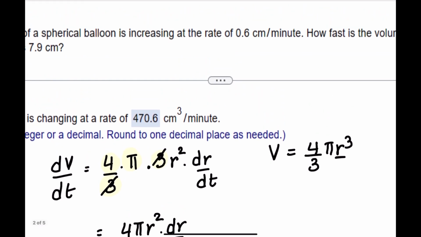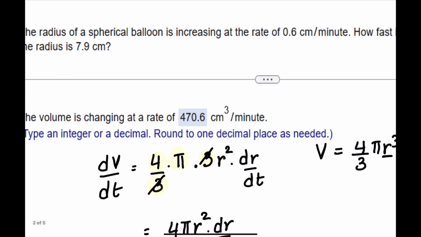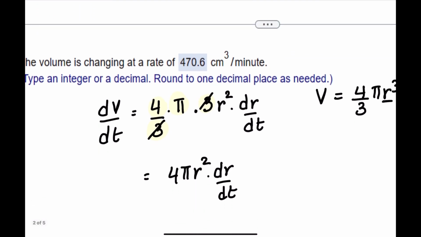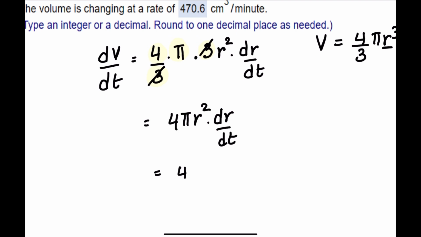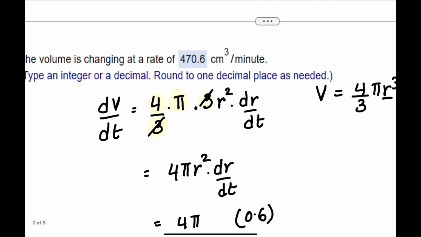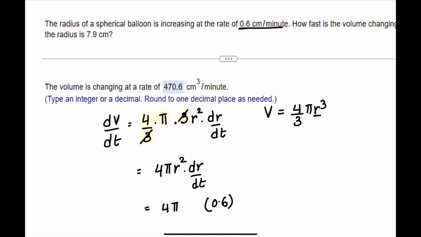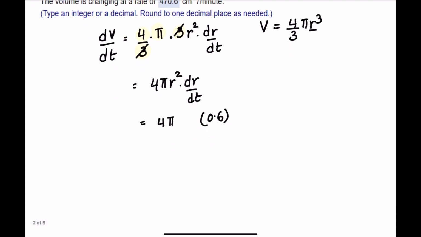Let's go ahead and see what information we can get. It says the balloon is increasing. The radius of the balloon is increasing 0.6 centimeters per minute. So my dr by dt is 0.6, and they're asking me how fast is the volume changing when the radius is 7.9. So my radius here is 7.9 squared. So let me plug this into the calculator. It's 4 times pi. Where is my pi? I can find it here.